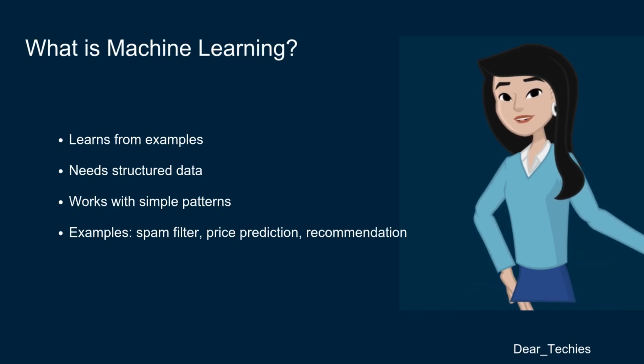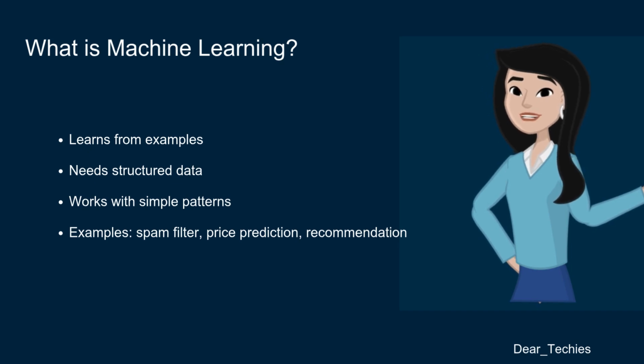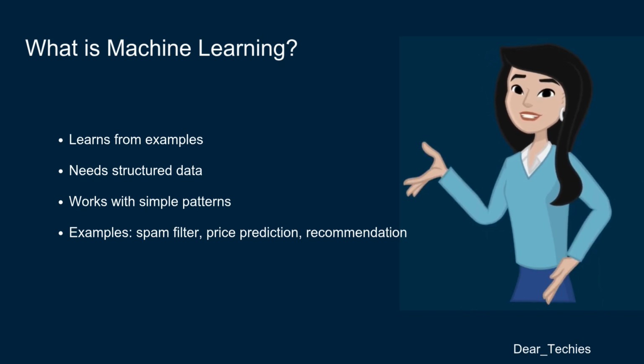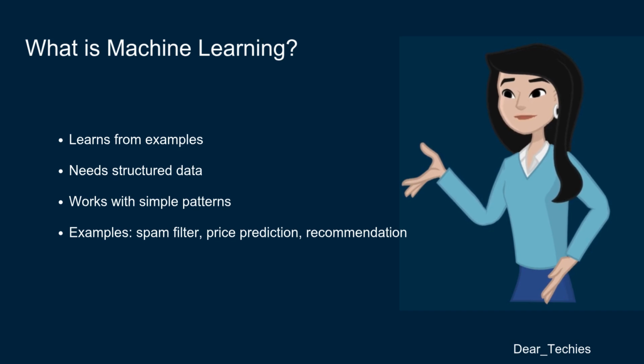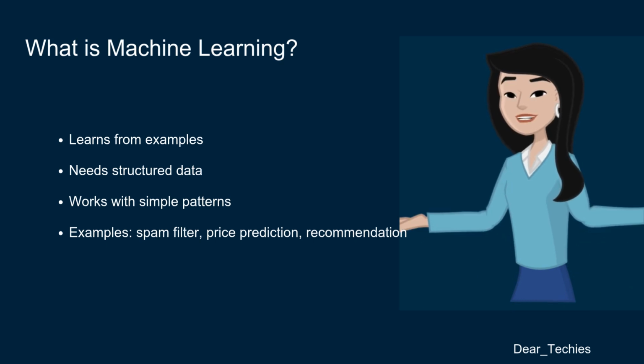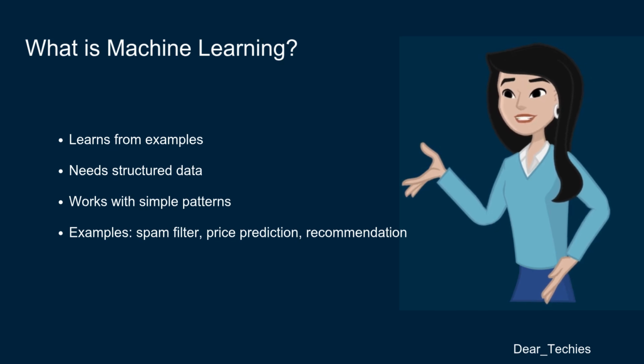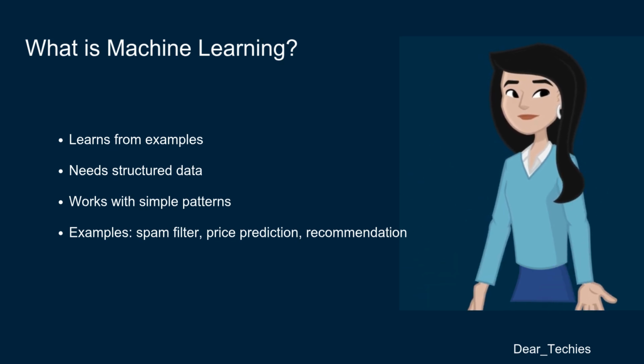Machine learning is a method where the computer learns using examples instead of fixed rules. It usually needs clean, structured data, like columns in a spreadsheet. Machine learning models are good at simple patterns, such as classifying email as spam or not spam, predicting house prices, or recommending products based on your history.